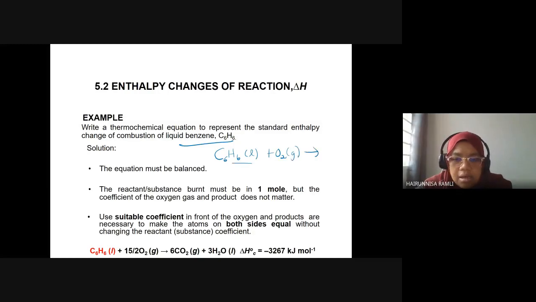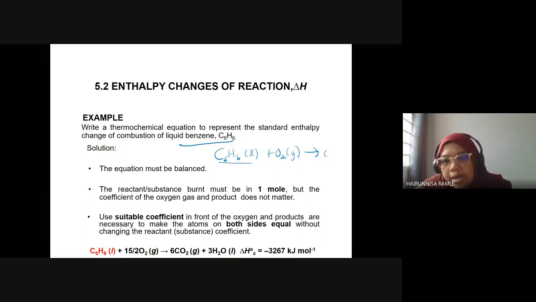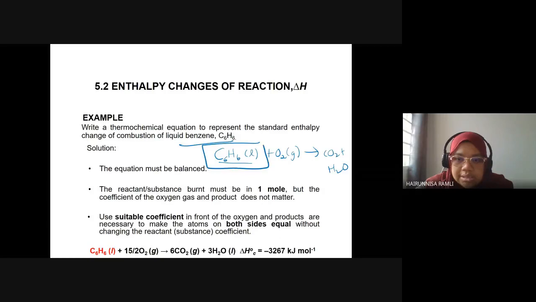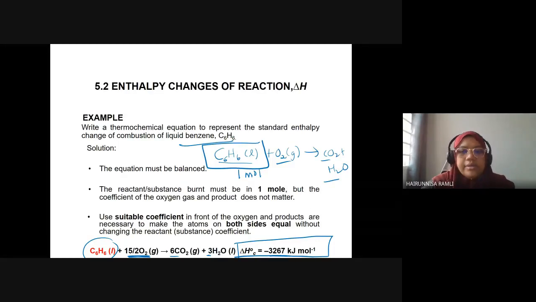So any combustion of a hydrocarbon or organic compound that has carbon will produce CO2 plus H2O, right? Okay, then when you want to balance the equation, make sure this liquid benzene is 1 mole. You can adjust the others, that's fine, but the C6H6 must stay at 1 mole. So in this example, with 1 mole, oxygen will become 15/2, producing 6 CO2 and 3 H2O, and at the end you must put delta H°c negative, with its value.